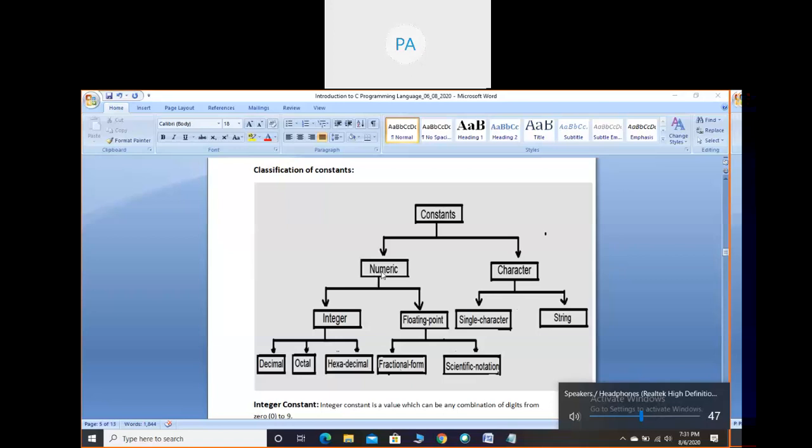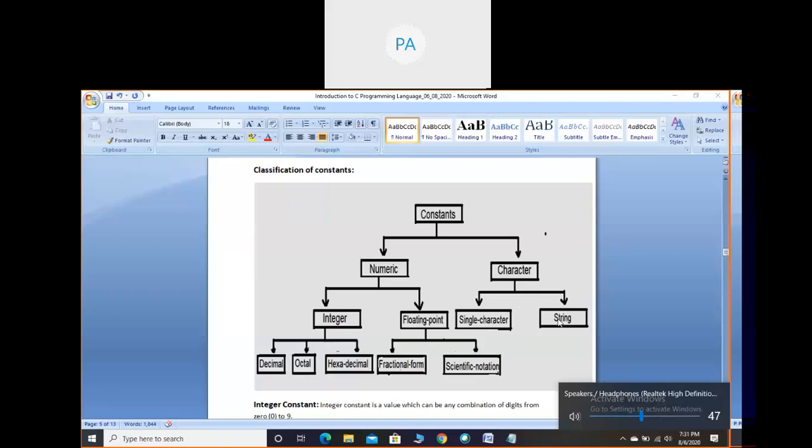Coming to the numeric classification: in numeric we have integer and floating point. In character we have single character and string. You observe this classification: single character and string. Single means you have to consider one character, which is either a capital letter or a small letter or a digit or a symbol. That is nothing but a single character.